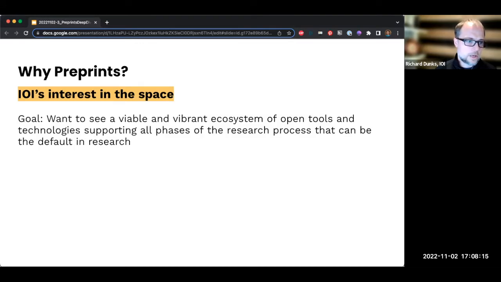Do I have control again? There we go. It's a viable and vibrant ecosystem of open tools and technologies in all phases of the research process that can be the default in research.